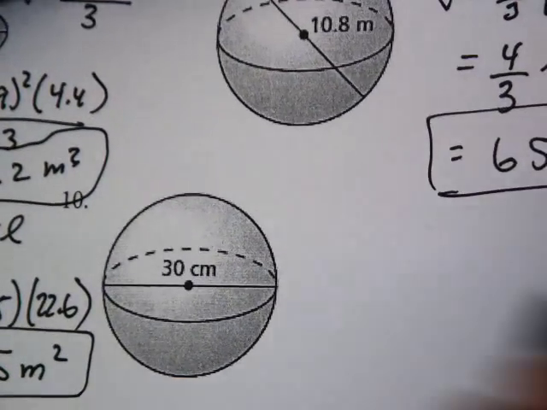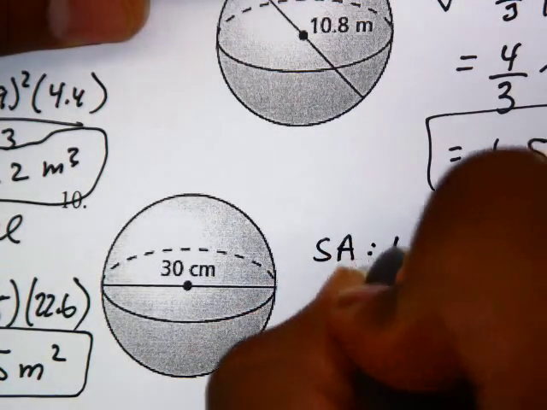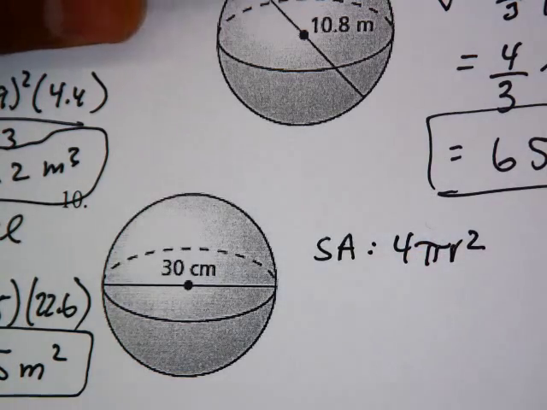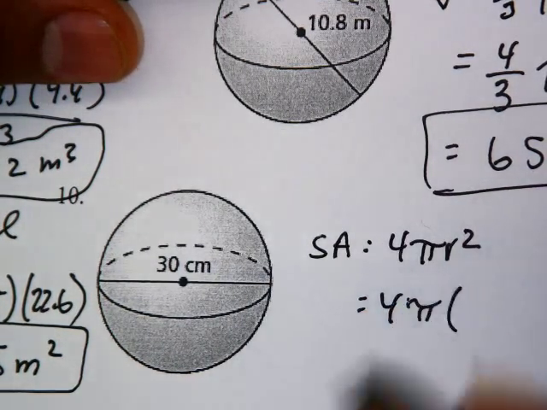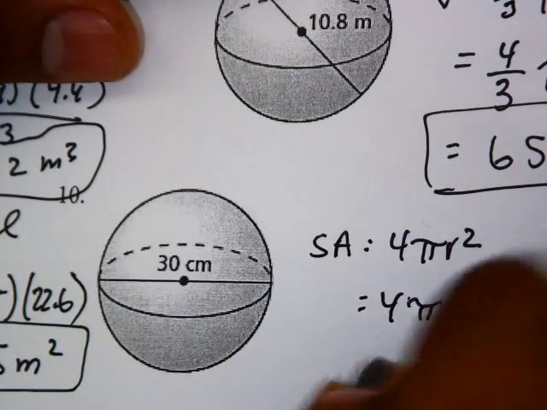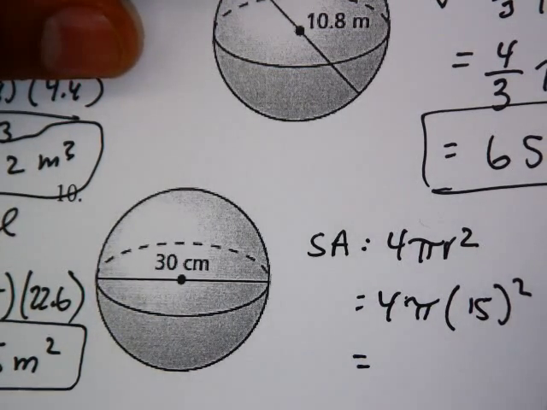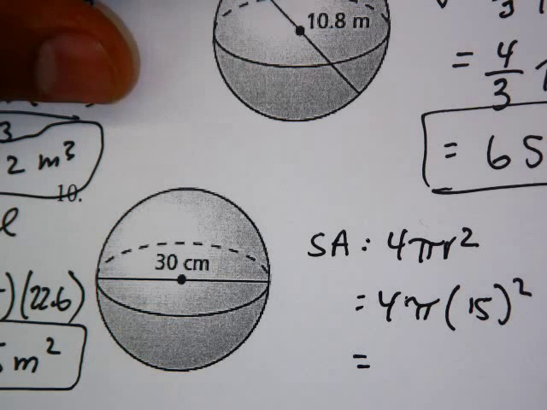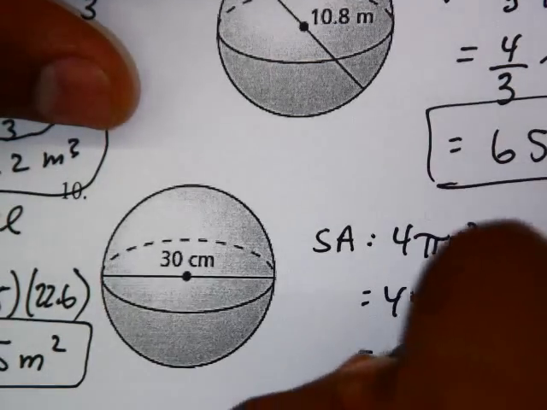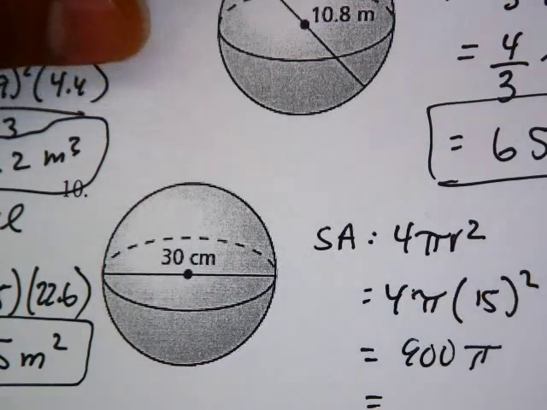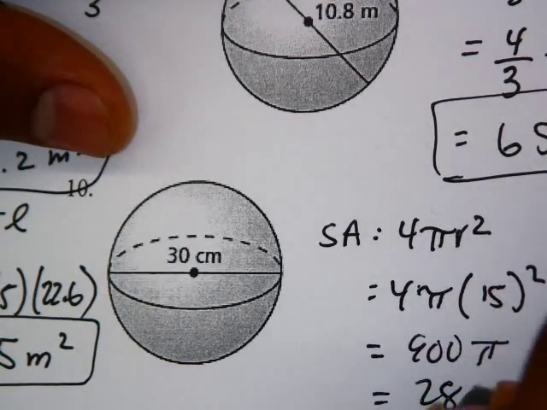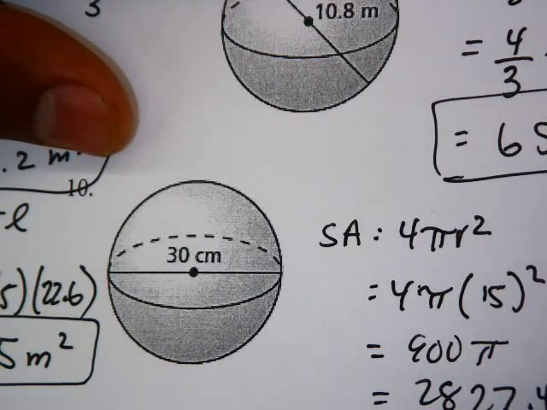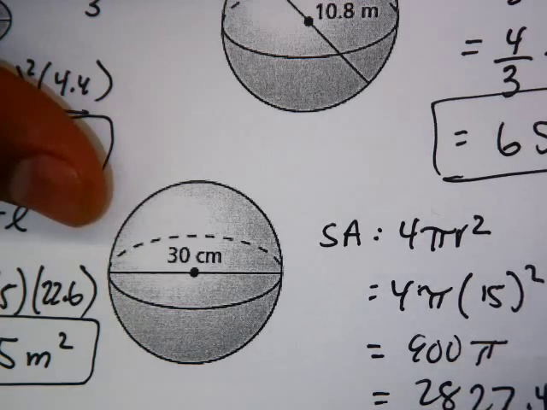On number 10, that's a sphere. So the surface area of a sphere is 4 pi r squared. 30 is my diameter, so my radius is 15. So if you want to leave it in terms of pi, that's 900 pi, or 2827.4 centimeters squared.